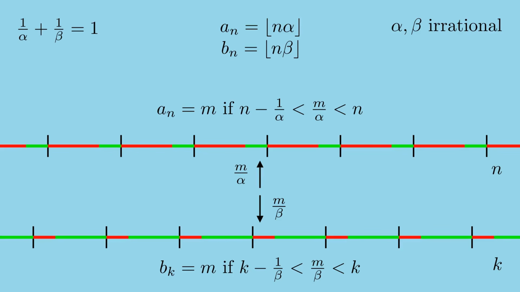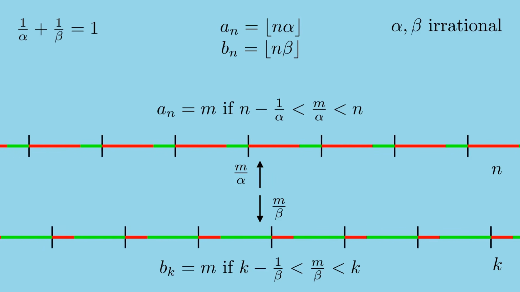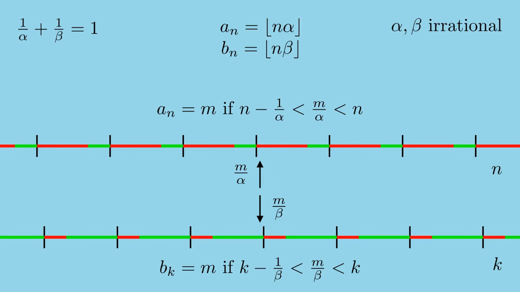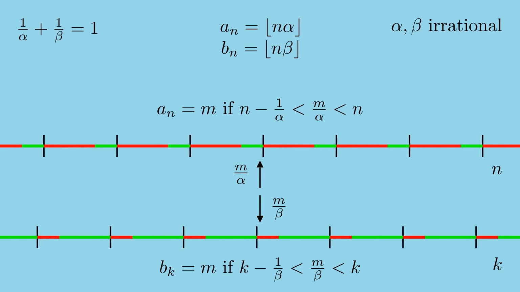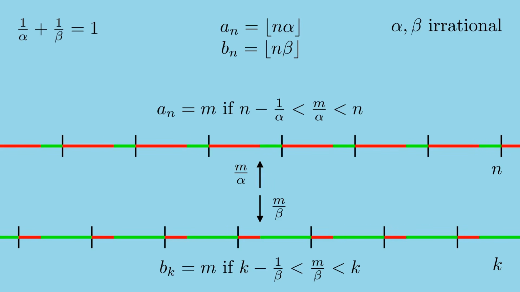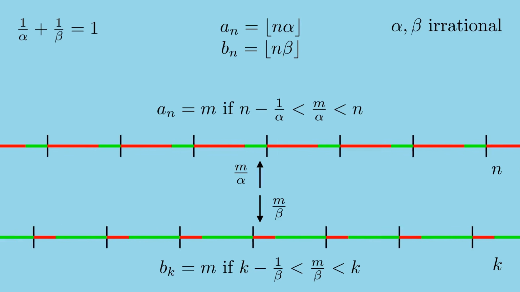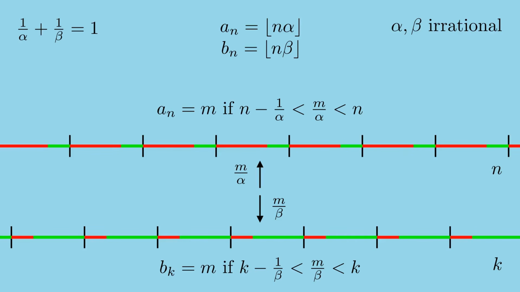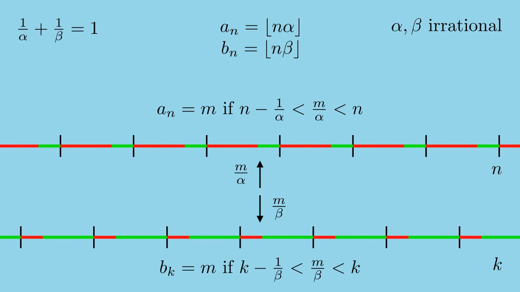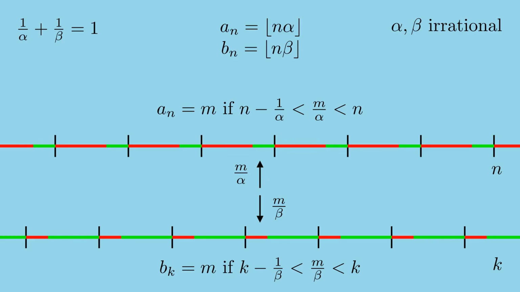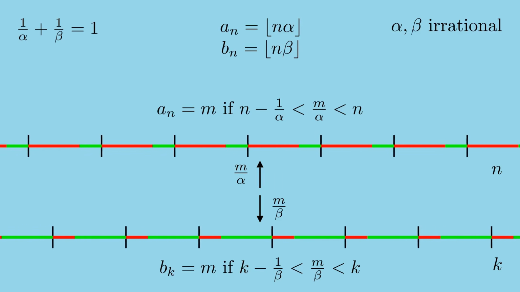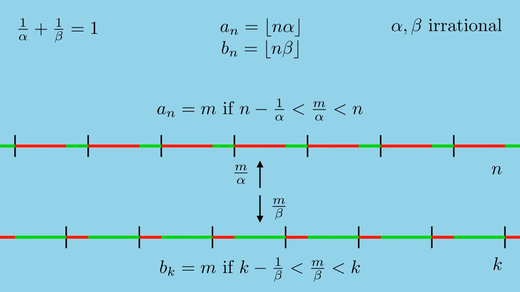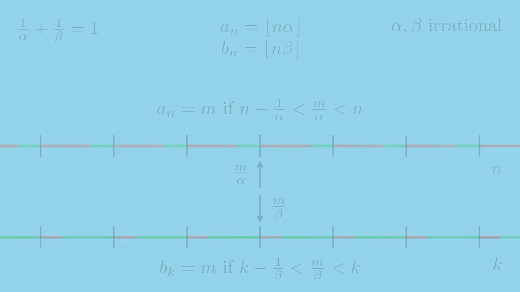So as a recap, whatever m is, either m over alpha lands in its green region, in which case m can be written as the floor of n times alpha, or m over beta lands in its green region, in which case m can be written as the floor of k times beta. Only one of these can happen, and exactly one of these must happen. And that's why this theorem of Rayleigh about Beatty sequences is true.